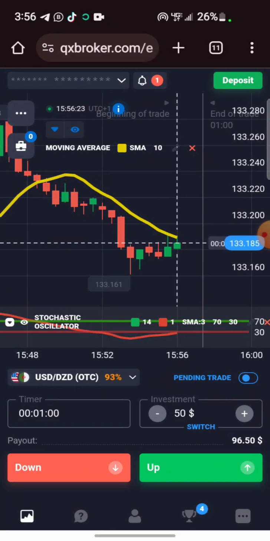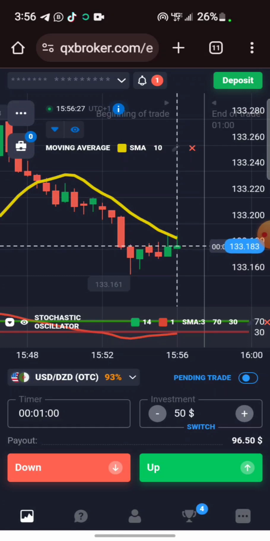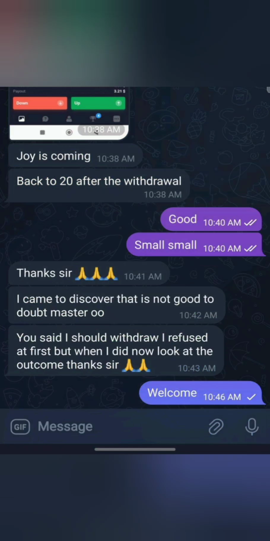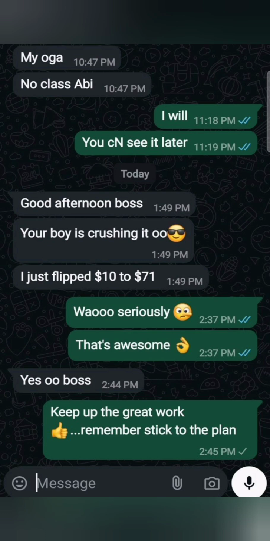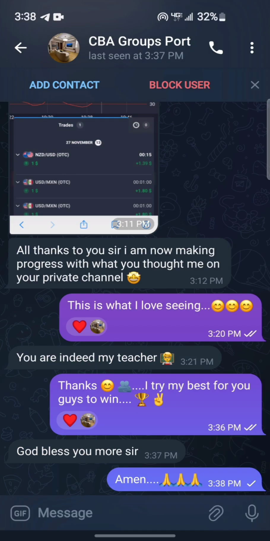This is becoming the fourth or the seventh trade of the day that is going right on my strategy. This same strategy comes with positive reviews, as you can see, from most of my students, and how they're able to grow their accounts effortlessly using the simple strategy.